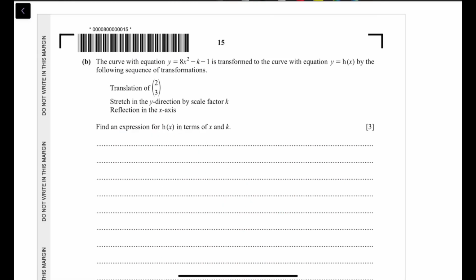Part B, the curve with the equation y equals 8x squared minus k minus 1 is transformed to the curve with the equation y equals h of x by the following sequence of transformations. Find an expression of h of x in terms of x and k. The first transformation is a translation of 2 and 3. A translation of 2 means that any x is going to shift to the right by 2 units. Whenever we're dealing with x's, it does the opposite. So we're going to end up with 8 times x minus, instead of plus 2, squared minus k minus 1.